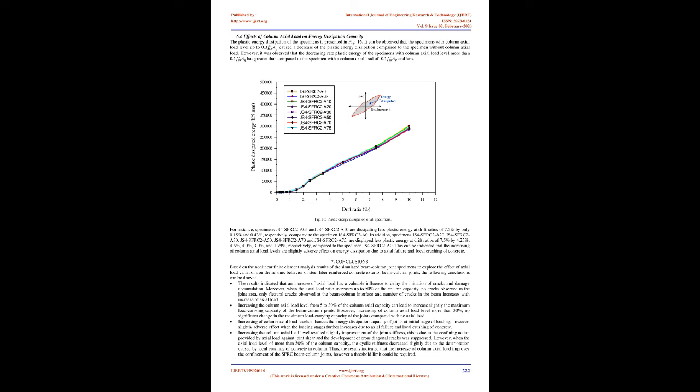6.6 Effects of column axial load on energy dissipation capacity. The plastic energy dissipation of the specimens is presented in Fig. 16. It can be observed that the specimens with column axial load level up to 0.3 caused a decrease of the plastic energy dissipation compared to the specimen without column axial load. However, the decreasing rate of plastic energy of the specimens with column axial load level more than 0.1 was greater than that of the specimens with a column axial load of 0.1 and less.